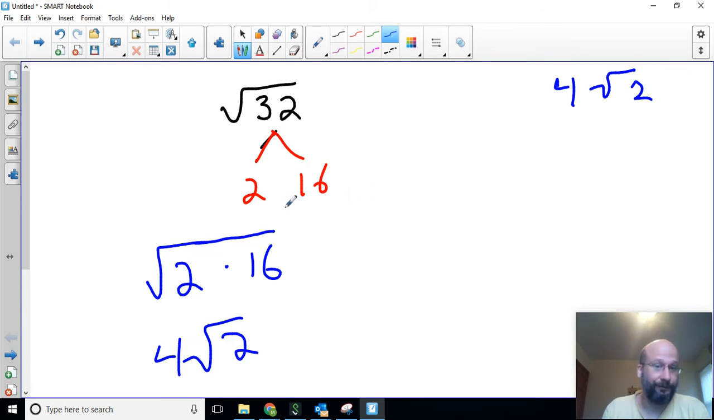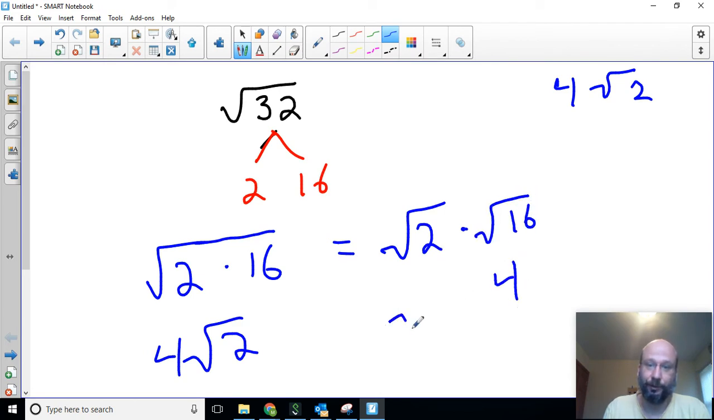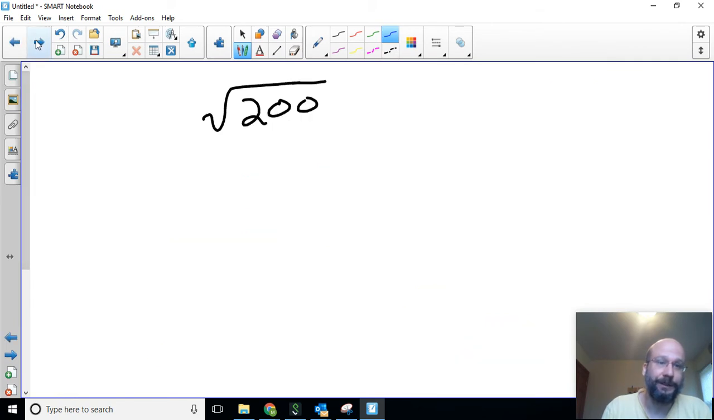If you can do this for me, and you can stop when you get to a perfect square, that's fine. But for most of you, you're just going to have to go all the way down to the prime numbers. Again, this is the same as the square root of 2 times the square root of 16. Square root of 16 is 4. So I can write this 4 root 2. Again, for most of you, you're going to have to bring it all the way down.